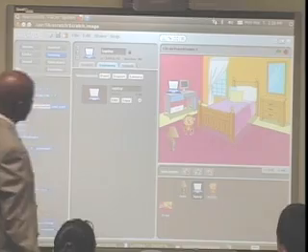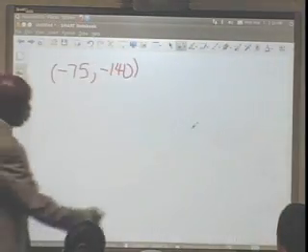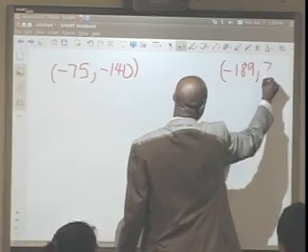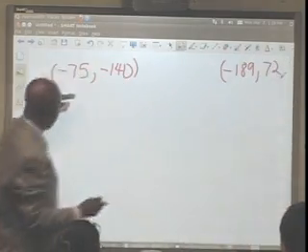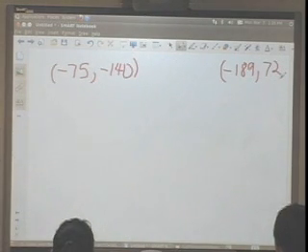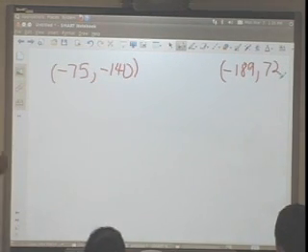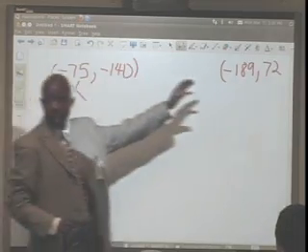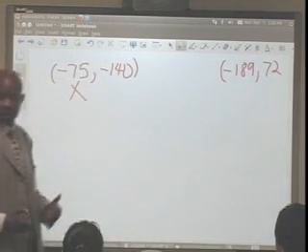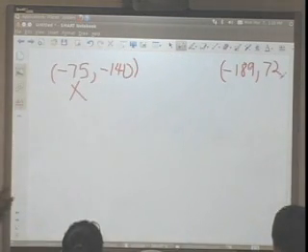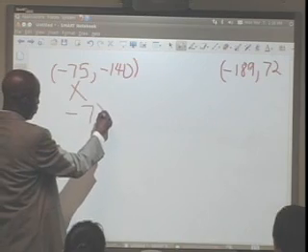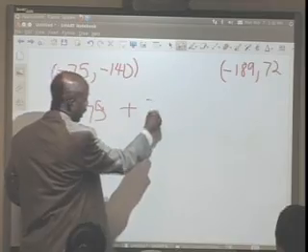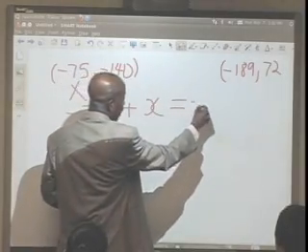Negative 189 and what? 72. So we want to take it to what? Negative 189 and 72. Negative 75 is a value for what? Y? X. Excellent. So now, I want to move my X to a new location, right? So how do I do that? Negative 75 plus X equals negative what?